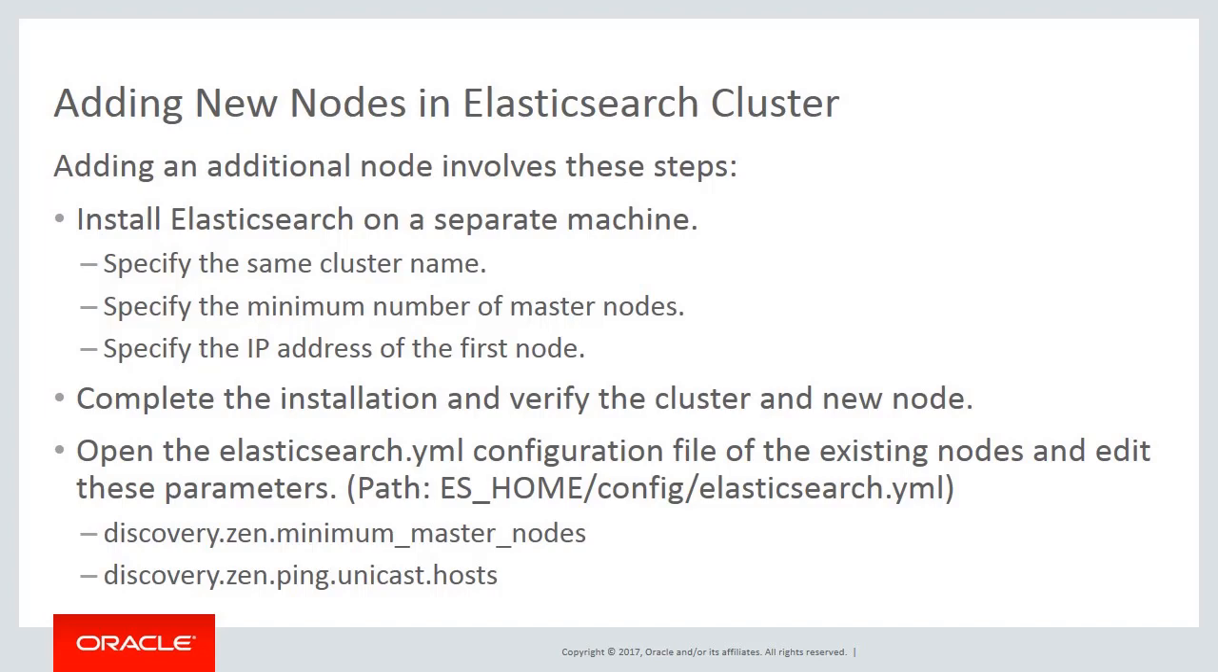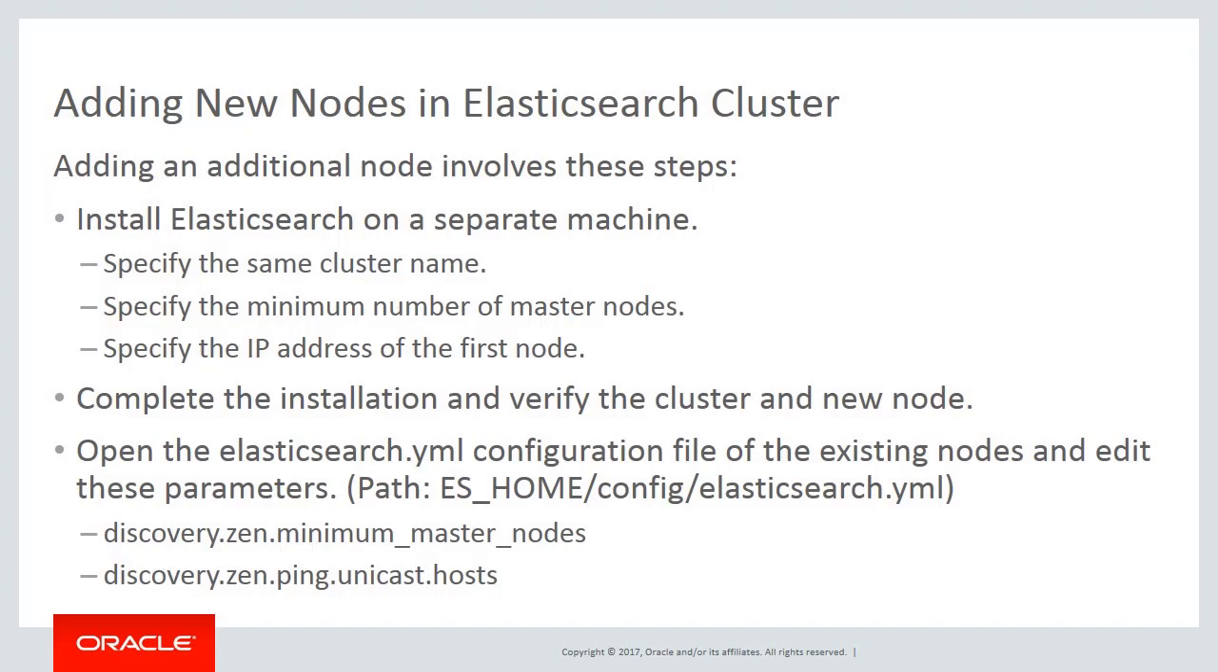Finally, open the elasticsearch.yml configuration file of the existing nodes in the cluster and edit the parameters. The configuration file is available in the es_home/config folder. The parameters include discovery.zen.minimum_master_nodes. Here, you will enter the value you specified while installing Elasticsearch. And discovery.zen.ping.unicast.hosts. Add the host of the new node to the existing list of hosts.